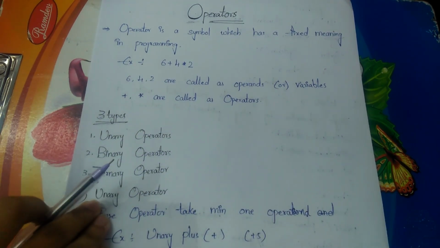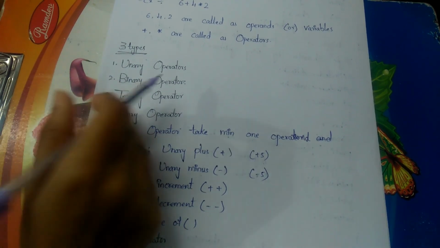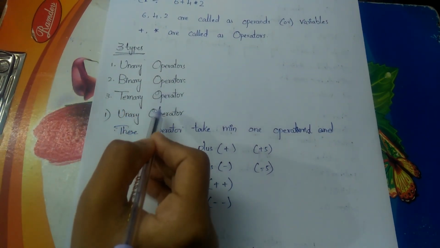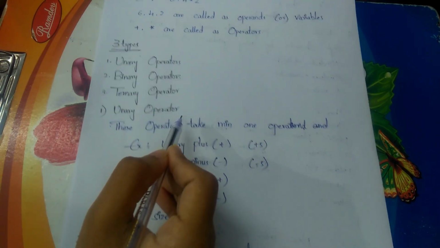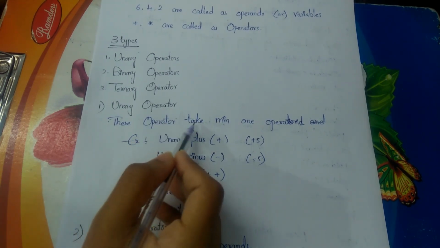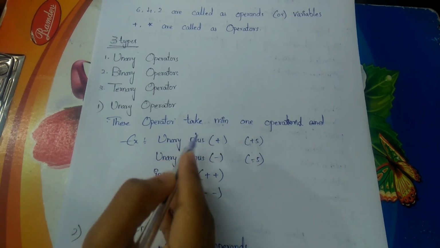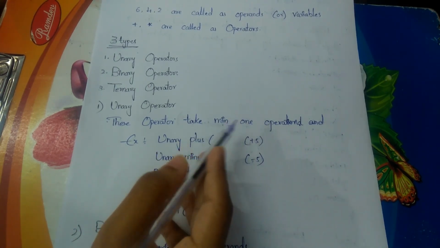Now we have three types of operators. The first one is the unary operator, the second is the binary operator, and the third is the ternary operator. Let's see the first one. A unary operator takes only one operand, nothing but one variable.